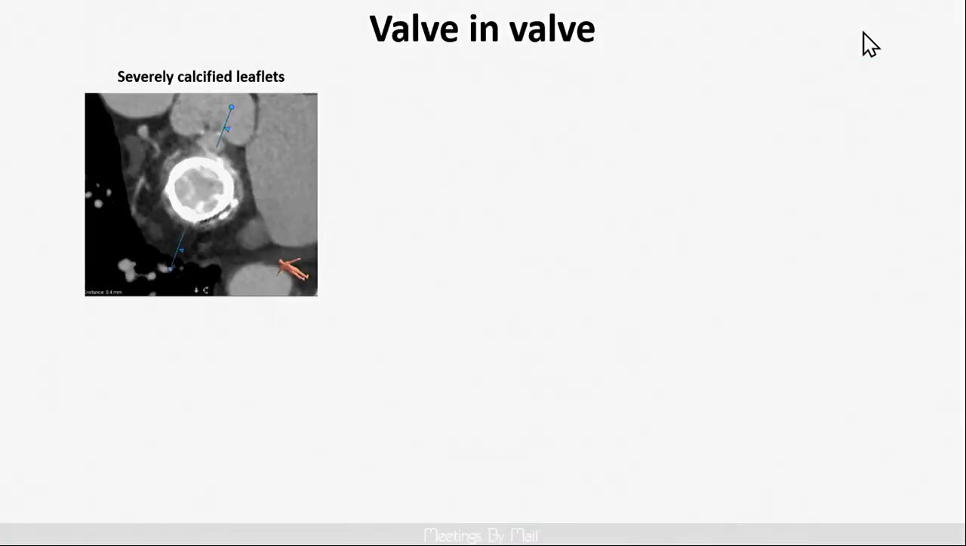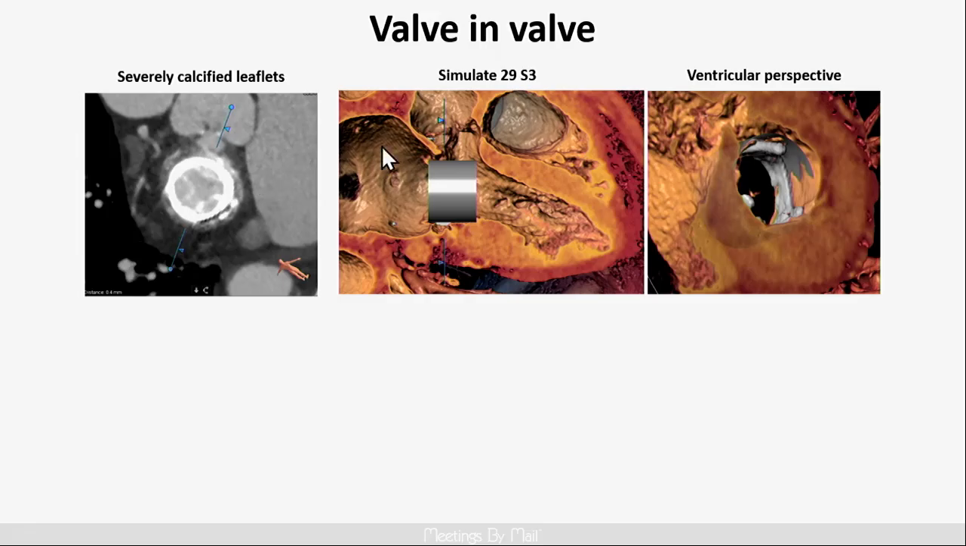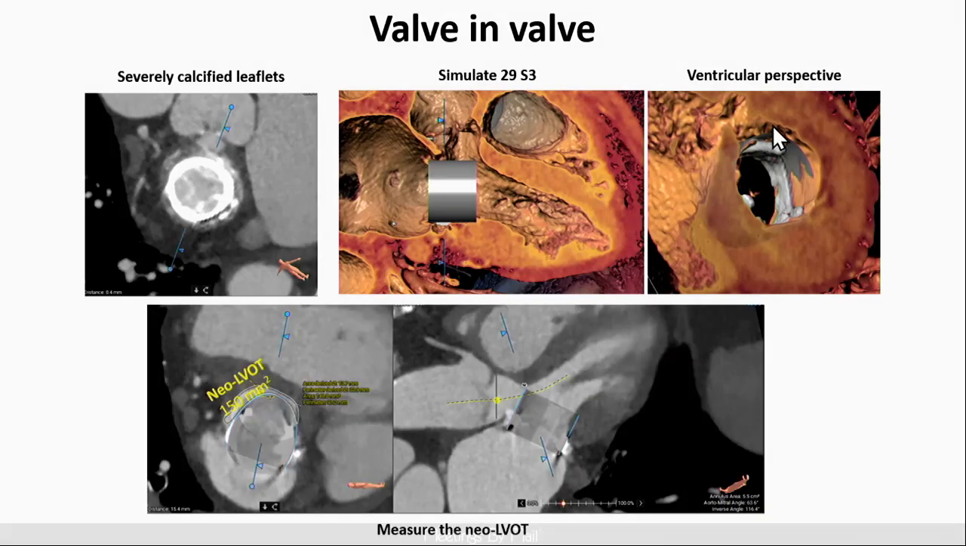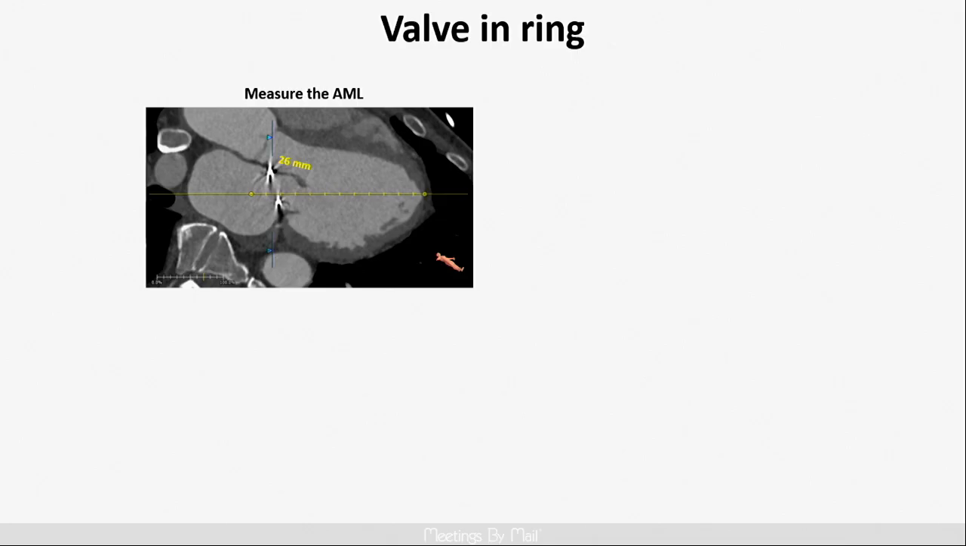We do the same for valve-in-valve. CT can help you see the calcifications and confirm that the valve is degenerated. You can simulate the valve, look at the LVOT, and then also measure the neo-LVOT, which is the remaining LVOT after the anterior leaflet has been pushed. And then if it's too small, then you can do leaflet modification techniques. So it has direct clinical implications.